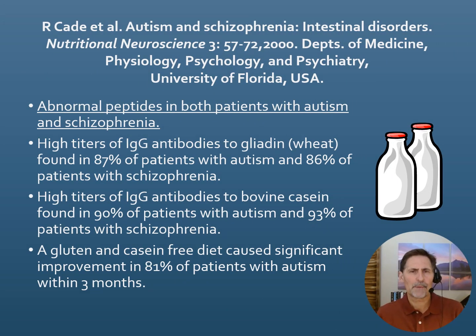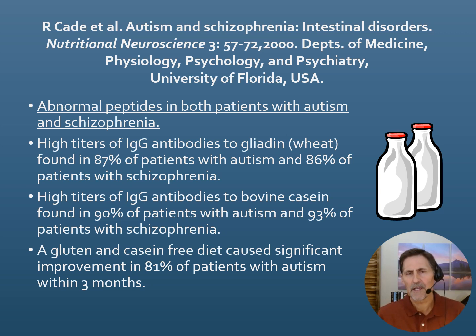This is a famous paper that goes back many years, and in this particular paper, these researchers were looking at IgG to casein in cow milk and to gliadin in wheat. They found that both groups of people with schizophrenia and autism had very high levels. So they're having an IgG food sensitivity reaction to those foods. They also had high levels of peptides.